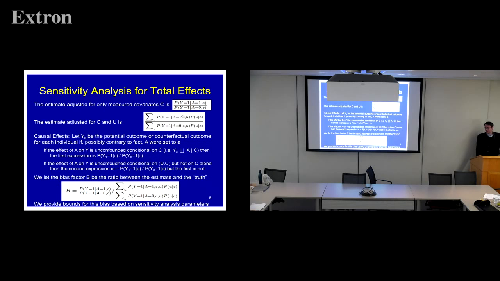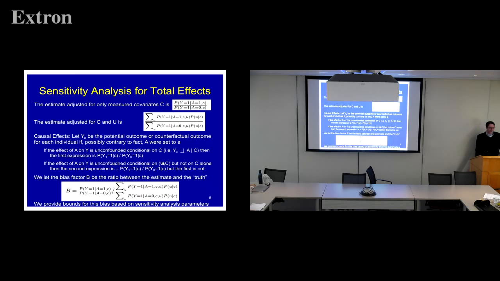Ideally, we'd want to adjust for some unmeasured covariate U. We don't have data on that. If we did adjust for U, if we could adjust for U, these would be the expression for the adjusted risk ratio. If we want to interpret this within a potential outcomes or counterfactual framework, we can let Y_a be the potential outcome for each individual if, contrary to fact, A had been set to little a. Our causal risk ratio is then just comparing the probability of the potential outcome Y_1 versus Y_0 being 1, conditional on the covariates. And if the measured covariates C themselves suffice to control for confounding, then that first empirical expression would equal our causal effect.